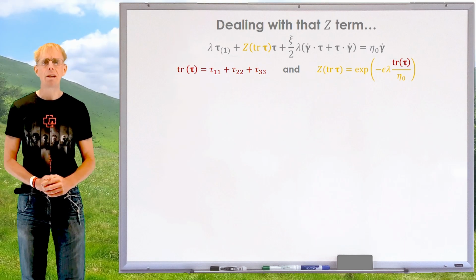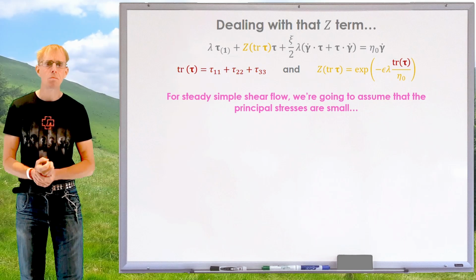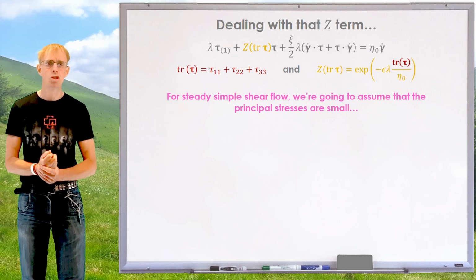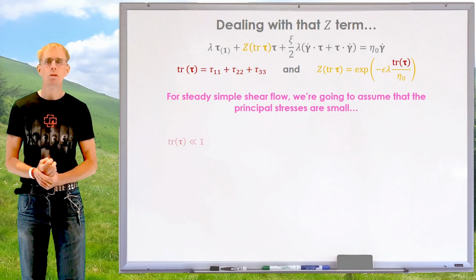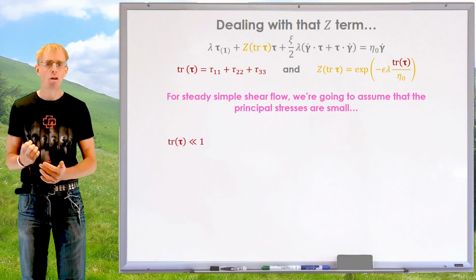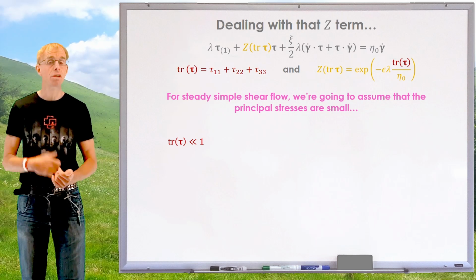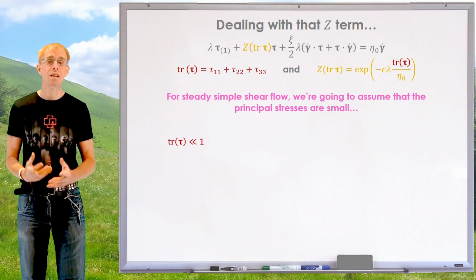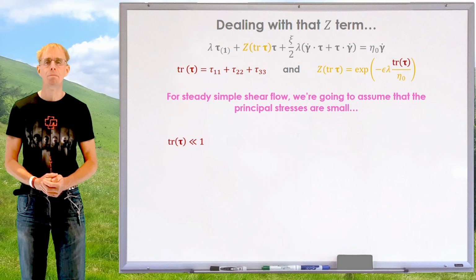So if we're dealing with shear flow, we're going to make an assumption outright that the principal stresses are small compared to the shear stresses. They're not zero, but they are small. So that means that the trace of the stress tensor, tau 1, 1 plus tau 2, 2 plus tau 3, 3, so that's tau xx plus tau yy plus tau zz, we're going to say is substantially less than 1. Okay, it's an assumption. We may need to revisit that later on.